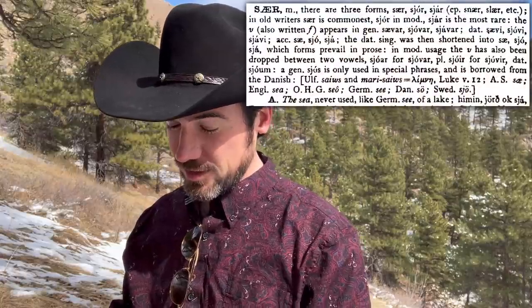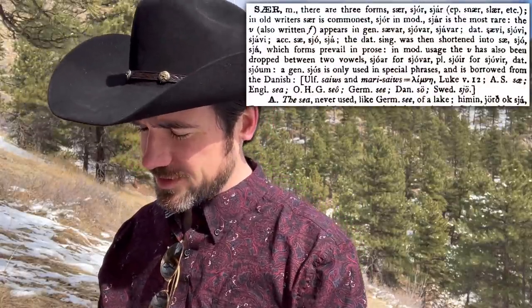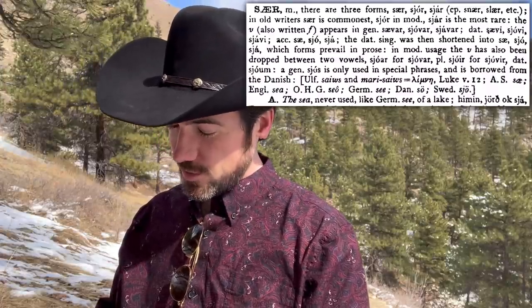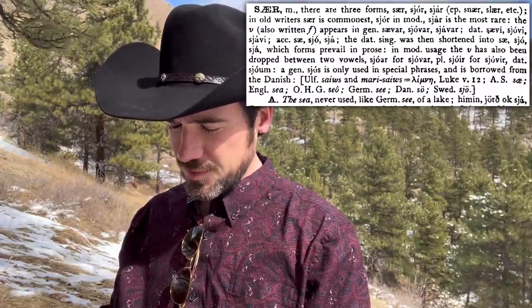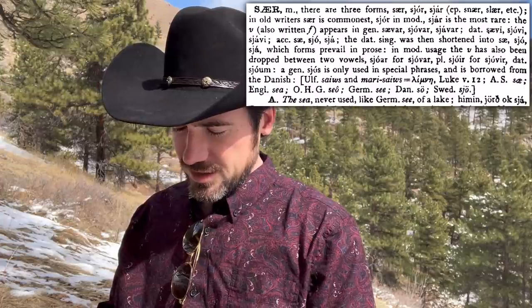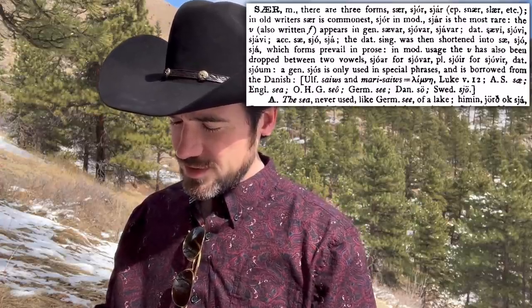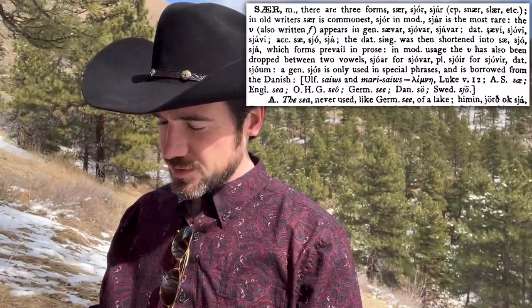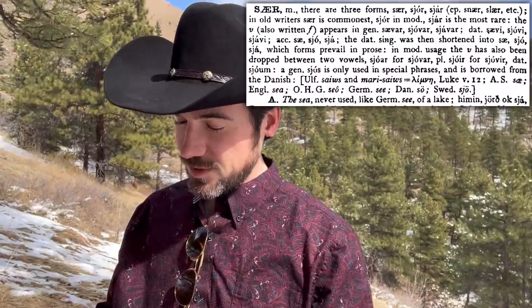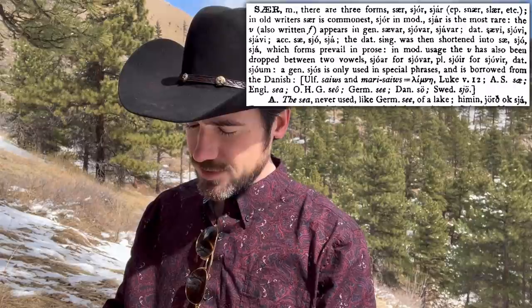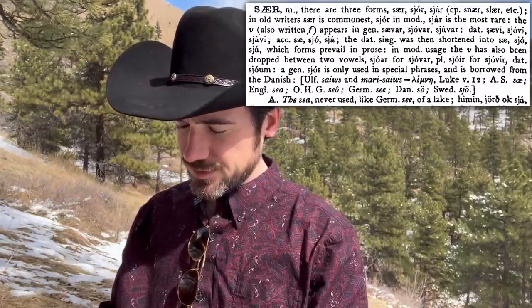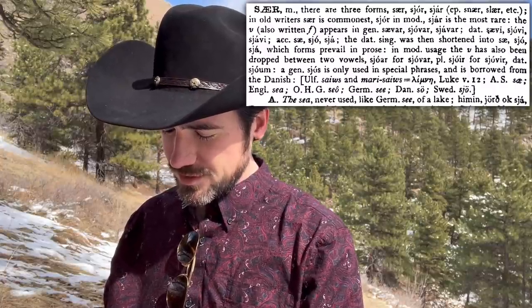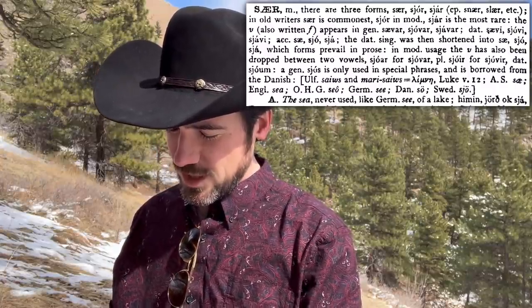Sjór, masculine. There are three forms, sjár, sjór, sjór, compare snar, slar, etc. In old writers, sjár is commonest, sjór in modern, sjór is the most rare. The V, also written F, appears in genitive, sjávar, sjóvar, dative, sjávi, sjóvi, accusative, sjá, sjó. The dative singular was then shortened into sjá, sjó, which forms prevail in prose. In modern usage, the V has also been dropped between two vowels, sjór for sjóvar, plural sjór for sjóvir, dative sjóvum. Genitive sjós is only used in special phrases and is borrowed from the Danish.